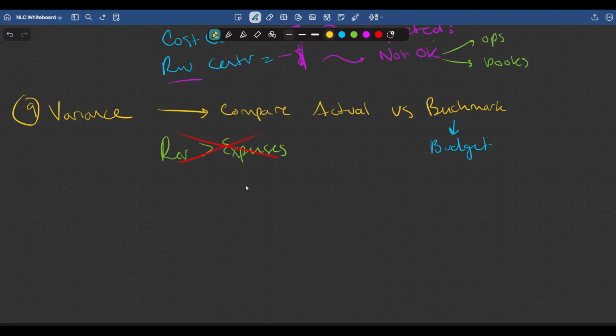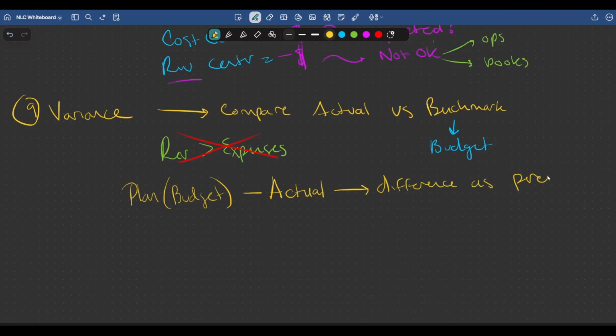So basically we make a plan, which we call the budget, what we expect to happen, right? And then we compare it to the actual performance, like what did we actually do? And then we express the difference as a percentage. And that is the variance.